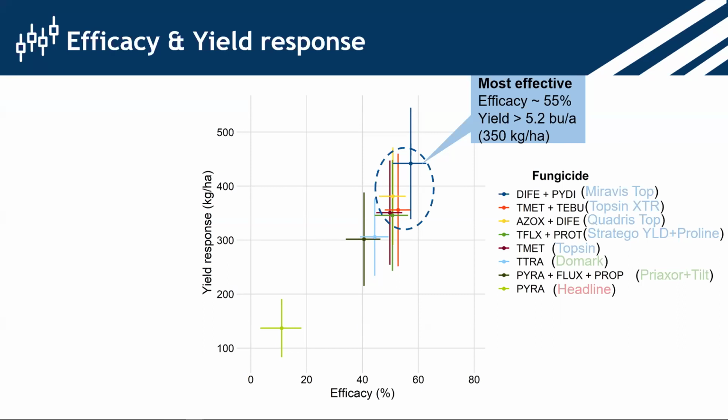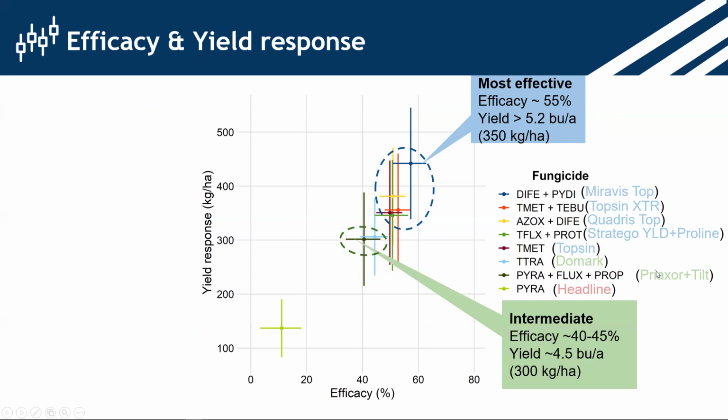Even our best fungicides, we don't get 100% control of our leaf spot diseases or our foliar diseases. Usually anywhere from 50 to 70% efficacy is the best we can hope for, and that does the job. So with that group, the products listed in the legend there that are in blue go along with this grouping here. They had an efficacy about 55% and about 5.2 bushel per acre response.